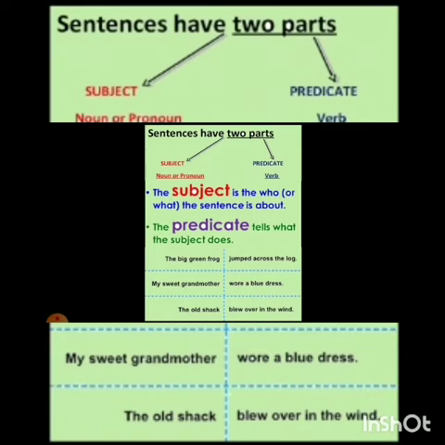For example, the big green frog. It is a group of words, but it is the subject. Jumped across the log. It is the predicate. My sweet grandmother. Here it is the subject. Wore a blue dress is the predicate. The old shack is the subject. Blown over in the wind is the predicate. Look at these example sentences.